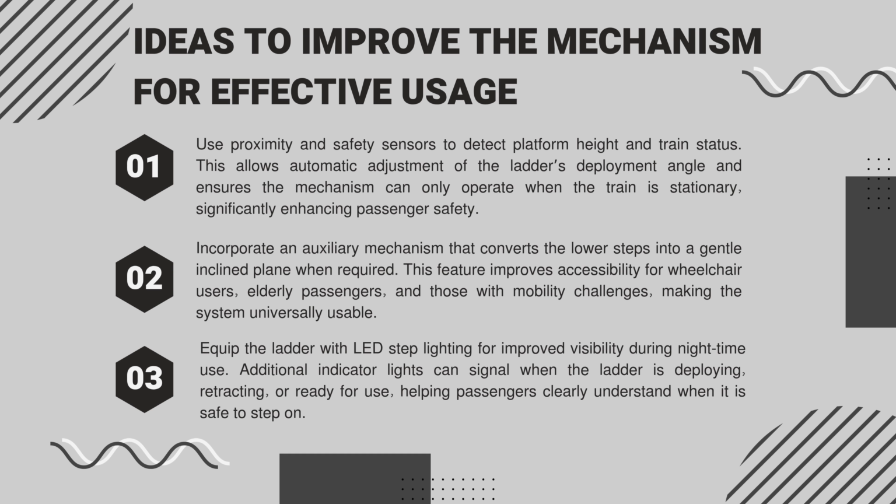Ideas for improvement. Finally, we identified several potential improvements for the future development of the model. These include integrating proximity sensors to automatically detect platform height and adjust the ladder, designing an alternative mechanism that can transform into an inclined plane for wheelchair accessibility, incorporating an interlocking safety system to ensure the ladder can only be deployed when the train is stationary, adding LED step lighting for better visibility and indicator lights to show the operational status of the ladder.